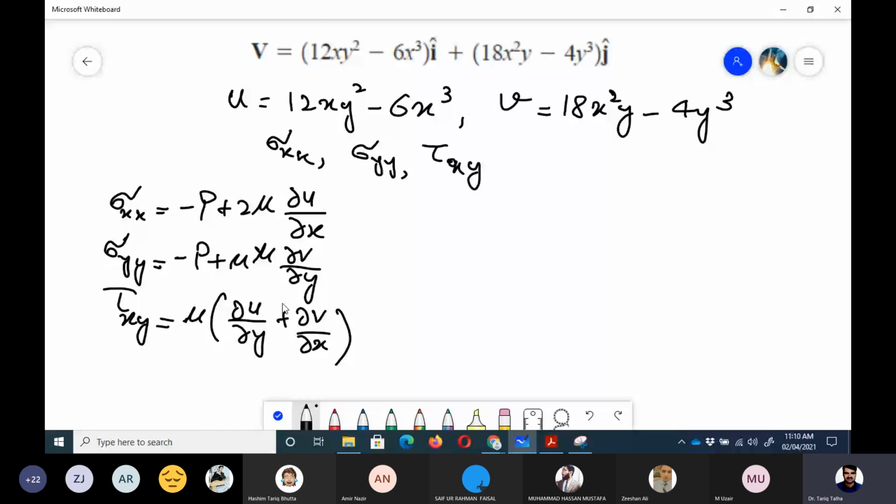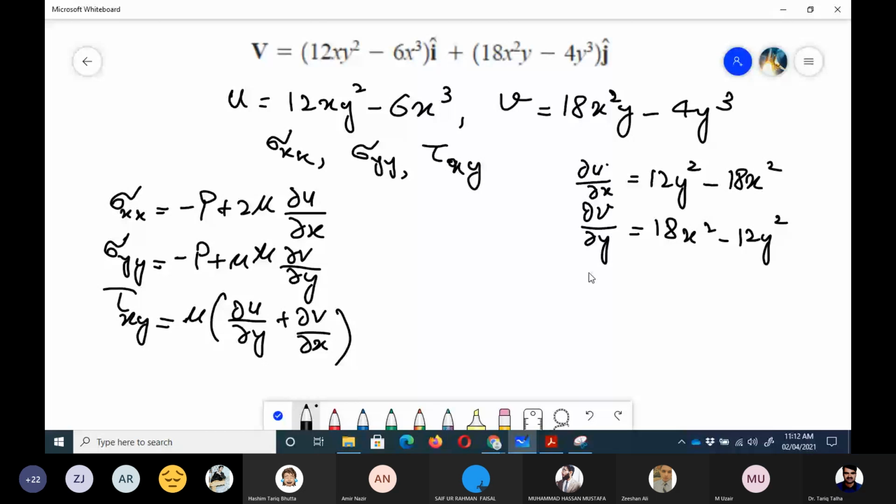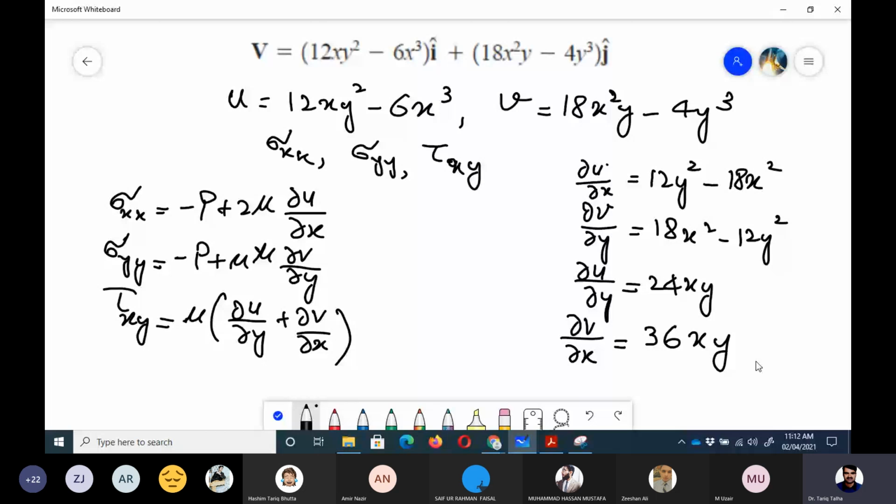So if we try to calculate them here, partial u by partial x would be 12y square minus 18x square, and then partial v by partial y would be equal to 18x square minus 12y square, then partial u by partial y would be equal to 24xy, and then partial v by partial x would be equal to 36xy. Right.